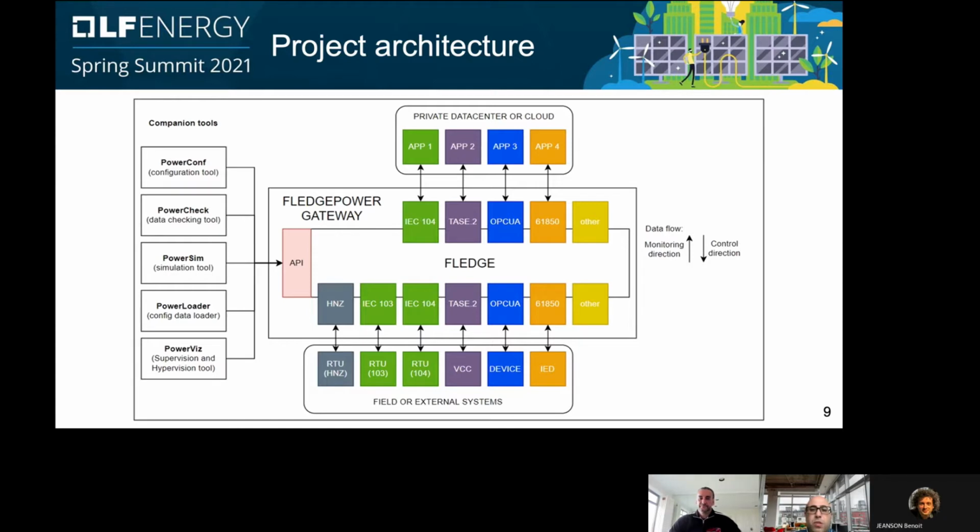Additionally, the project also aims to develop companion tools that are necessary for testing and operating the FlexPower gateway in an industrial context. We have PowerConf, the configuration tool, PowerCheck, the configuration data checking tool, PowerLoader, the configuration data loader and supervisor, PowerSim, the tool to simulate a telecontrol network with FlexPower gateways, and PowerViz, the supervision and hypervision tool. And all these tools will be interacting with the FlexPower gateway thanks to the Fledge REST API.